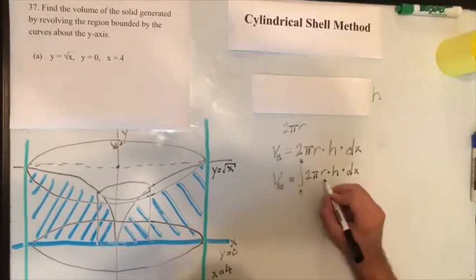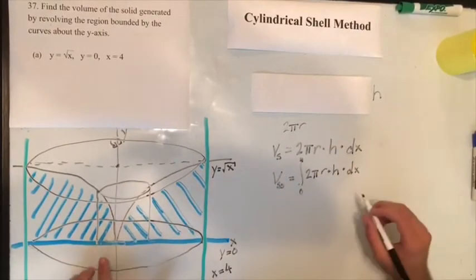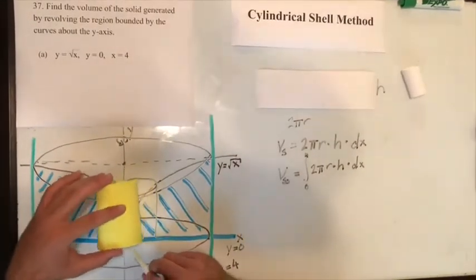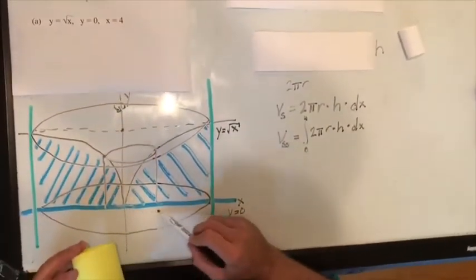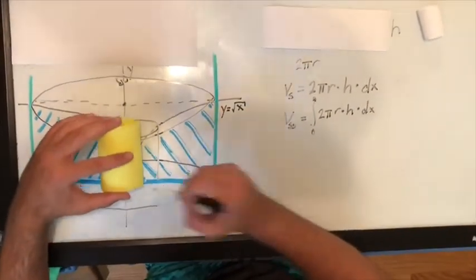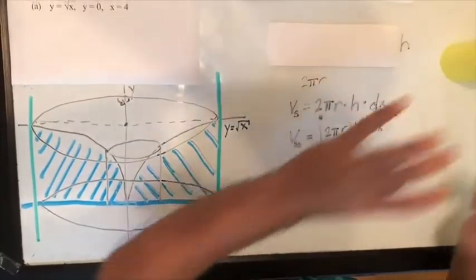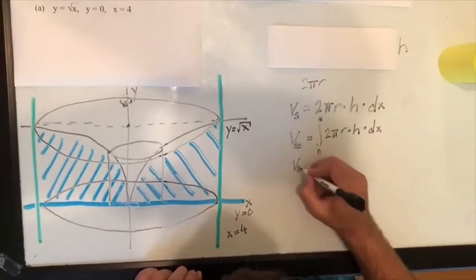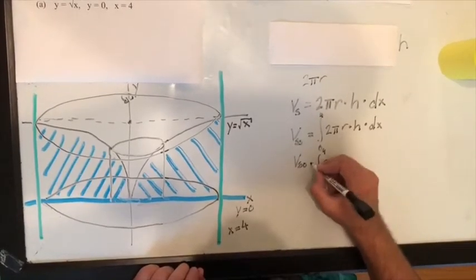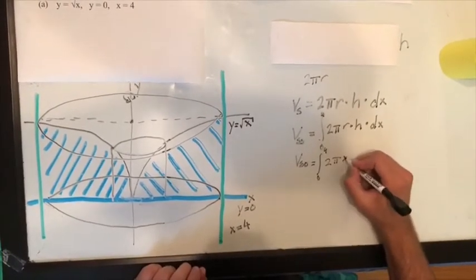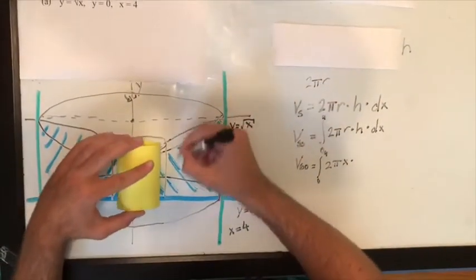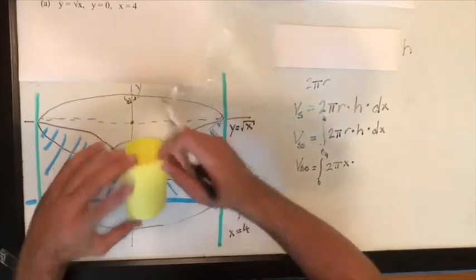Okay, so our radius of the cylindrical shell, as we can see here on the drawing, is just the x value for that point where the cylindrical shell is drawn. It's just the x value. So we can replace r with x. It's 2 pi x times, now the h, the height, is just the y value. It's just the y value at that point.